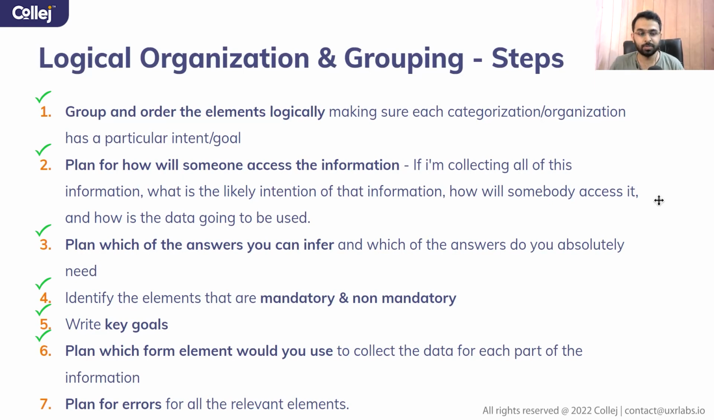And the last thing is plan for errors. You can make a lot of mistakes when you are filling certain forms. You should be able to identify when you are designing what are all the areas in which a user can make mistakes so that I can plan for it and I can help them, right? And if you are able to do all these 7 steps in form design, you are in good shape, right, to get started with the design part. So this is the planning part.